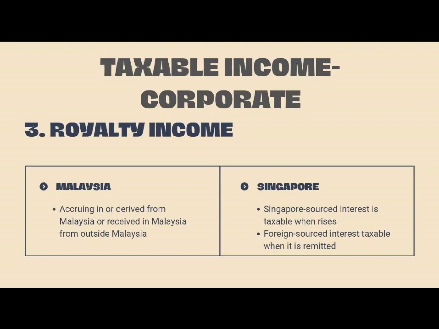Last is royalty income. Royalty income accruing in or derived from Malaysia or received in Malaysia from outside Malaysia is subject to CIT. Payments to non-residents falling within the definition of royalty will be subject to withholding tax (WHT) requirements. However, certain royalty income earned by a non-resident person may be exempted from tax. Singapore source royalty income is taxable when it arises, and foreign source royalty income is taxable when it is remitted or deemed to be remitted to Singapore. These are the three incomes that are taxable in each country.